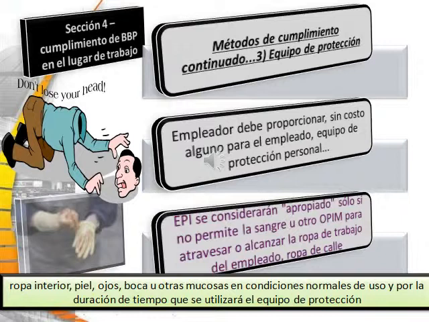Methods of compliance continued. Using personal protective equipment. The employer must provide, at no cost to the employee, appropriate personal protective equipment. Appropriate would be defined as only if it does not permit blood or other OPIM to pass through or reach the employee's work clothes or street clothes, undergarments, skin, eyes, mouth, or other mucous membranes under normal conditions of use, for the duration of time which the protective equipment will be used.